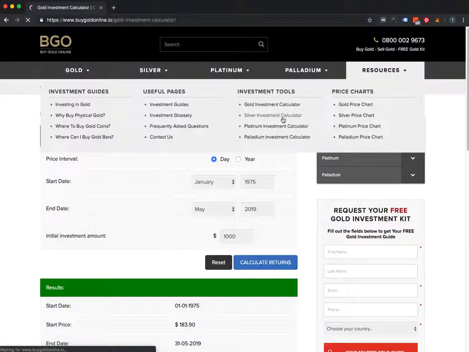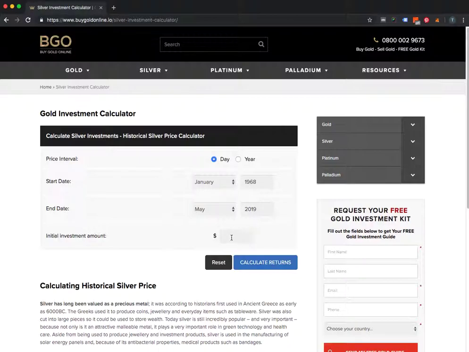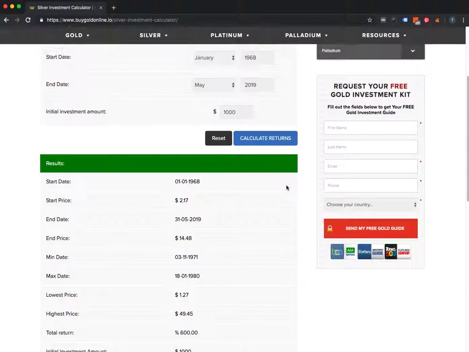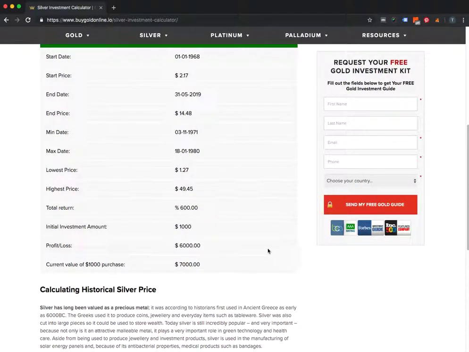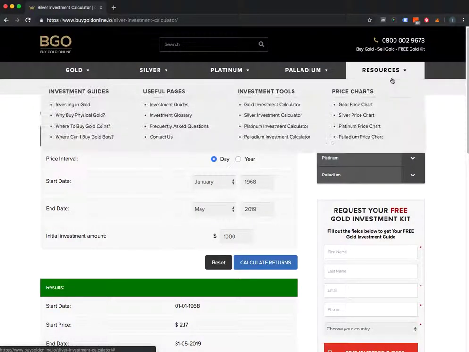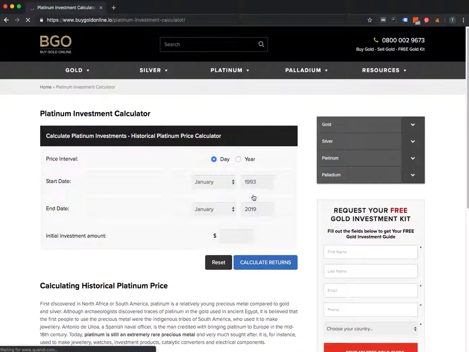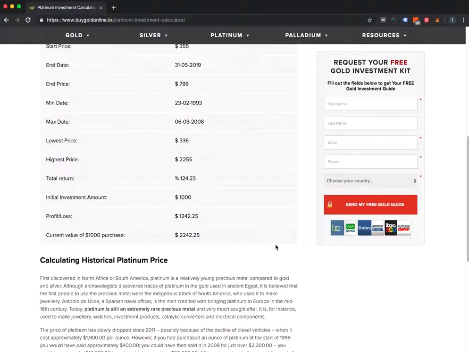You can do the same with silver, so you can test how much your silver would be worth nowadays. So let's say we invested $1,000 in silver back then, in January 1968. That'd be worth $7,000 today, so a 600% increase. So all these precious metals are fairly solid. Over time, the price just increases. Like I said, it's not as quick as crypto, but it's a sound investment. Let's try with platinum. $1,000, not so much, but still, you'd still be getting a nice return.